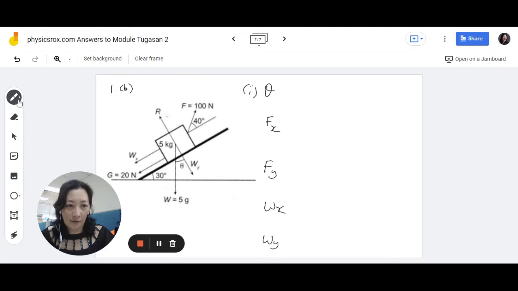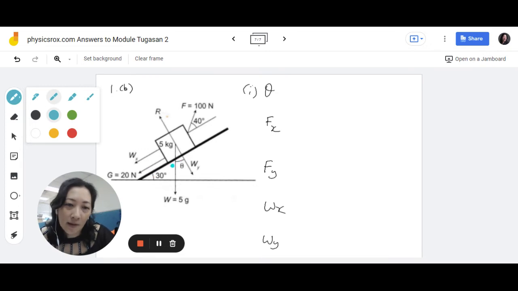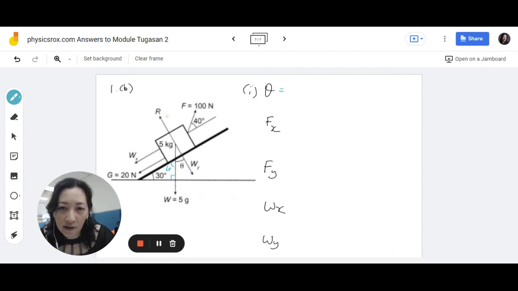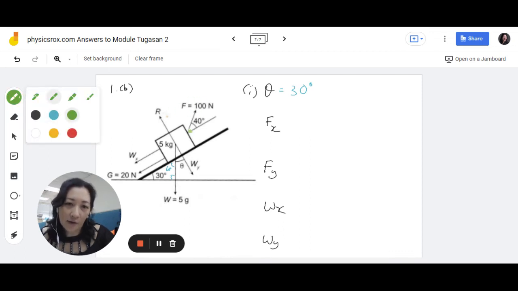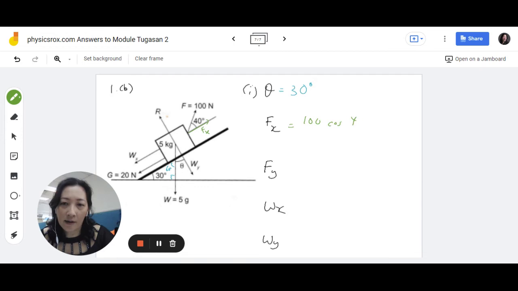So let's solve these first, theta. So you can see over here, let me use a different color. We're looking for this theta. How to solve? This is 30. You can see there's a triangle here. This is 90. So this is 60, correct? This is 90 degrees. So 90 minus 60, that's how you get 30 degrees. Now for Fx, Fx is actually based on F. So this is Fx. So F cos theta or 100 cos 40. I think that's the same number as earlier. So we're going to just take the number from before, which was 76.60 newton.